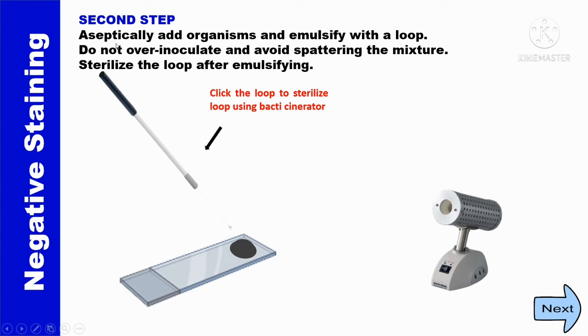The second step is to add the organism and emulsify with a loop. Do not splatter the mixture. Sterilize the loop after emulsifying.